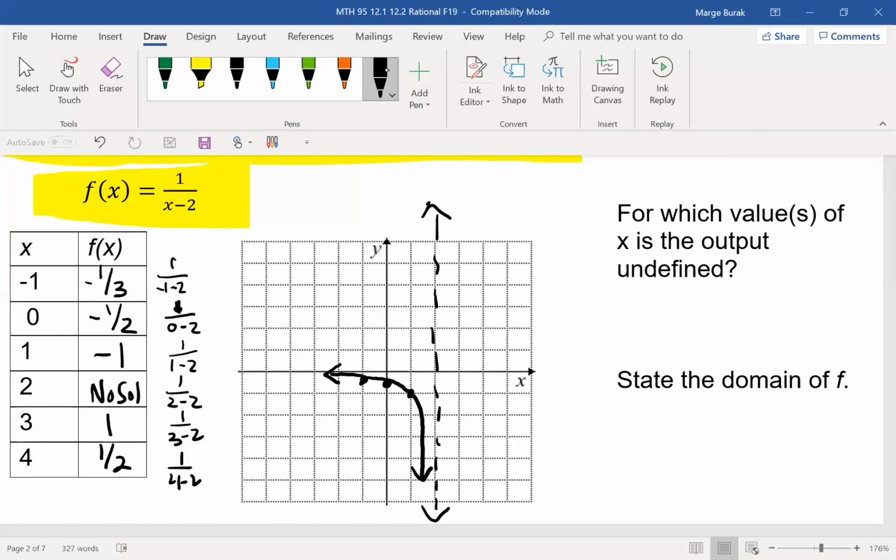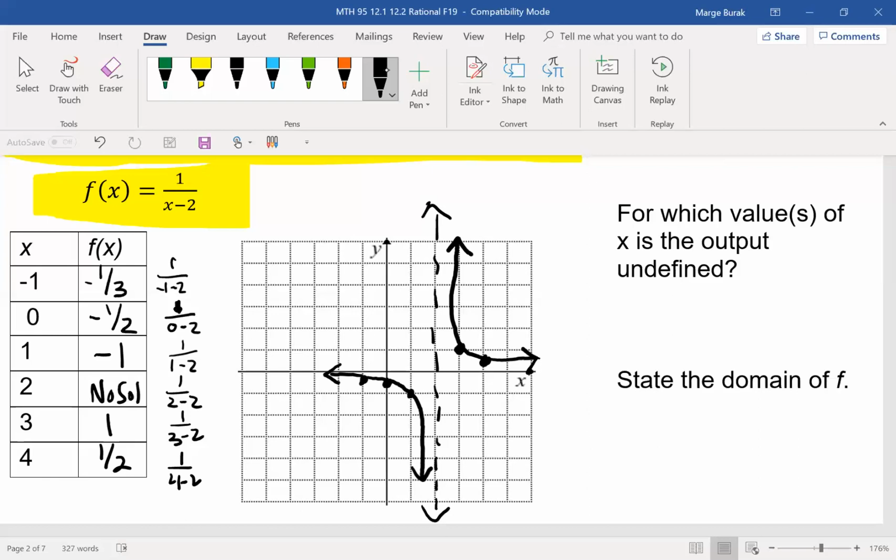Okay, let's get the rest of our points. 3, 1, 2, 3, 1, and 4, 1/2. If you could plot more points, but I can see that this asymptote is guiding it to go up this way. Okay. So that's what our graph looks like.